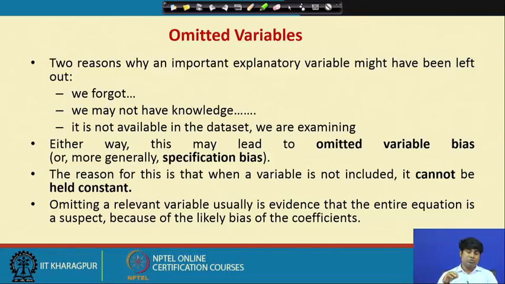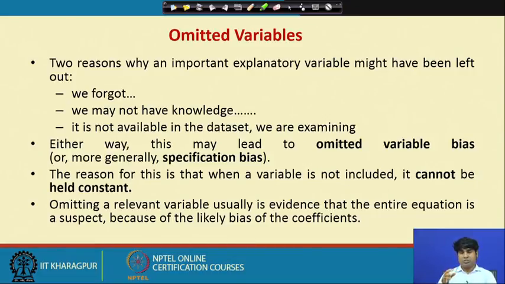Sometimes we forget, sometimes we may not have the knowledge, sometimes it is not available in the actual data set. Sometimes we can identify the variables, but data is not available. Sometimes data is available, but there is a large number of missing observations or something like that. So, there are many ways we can skip a particular variable, and whatever may be the case, ultimately the end result is misspecification.